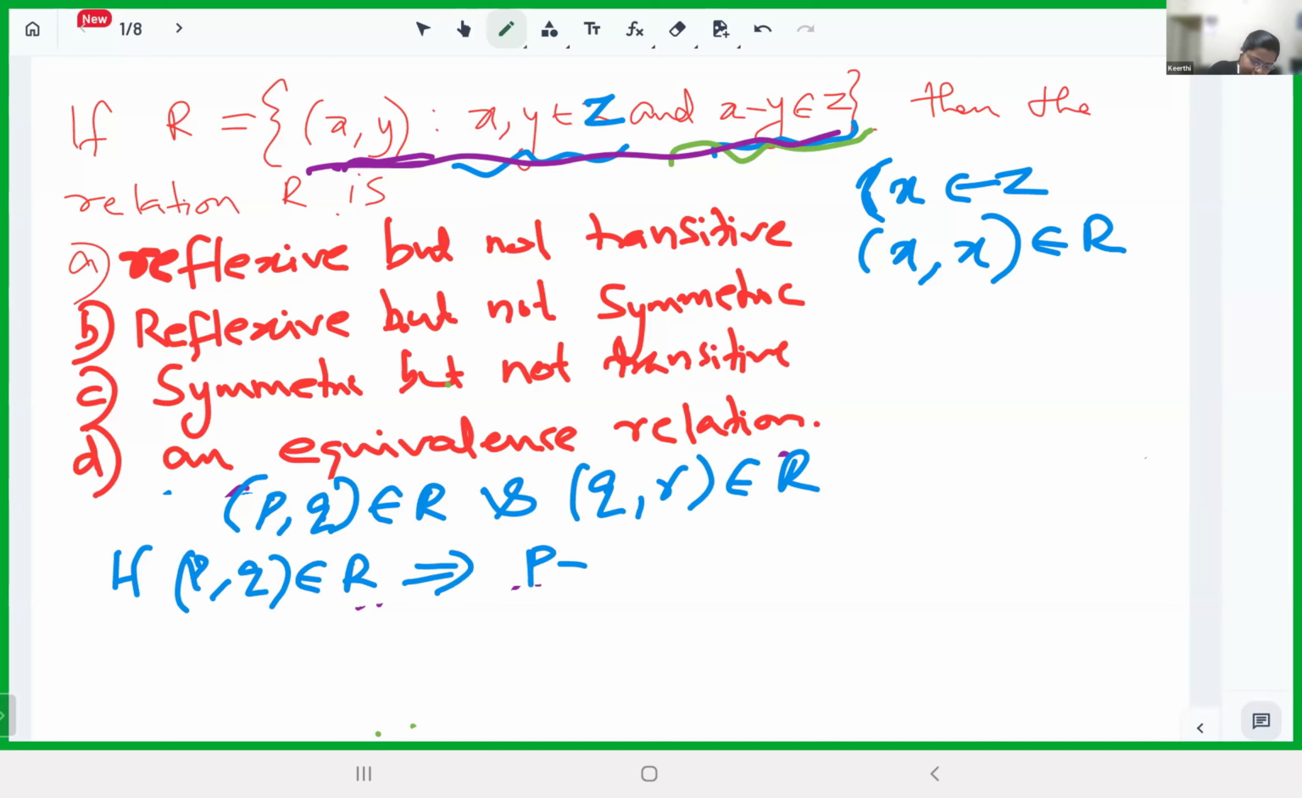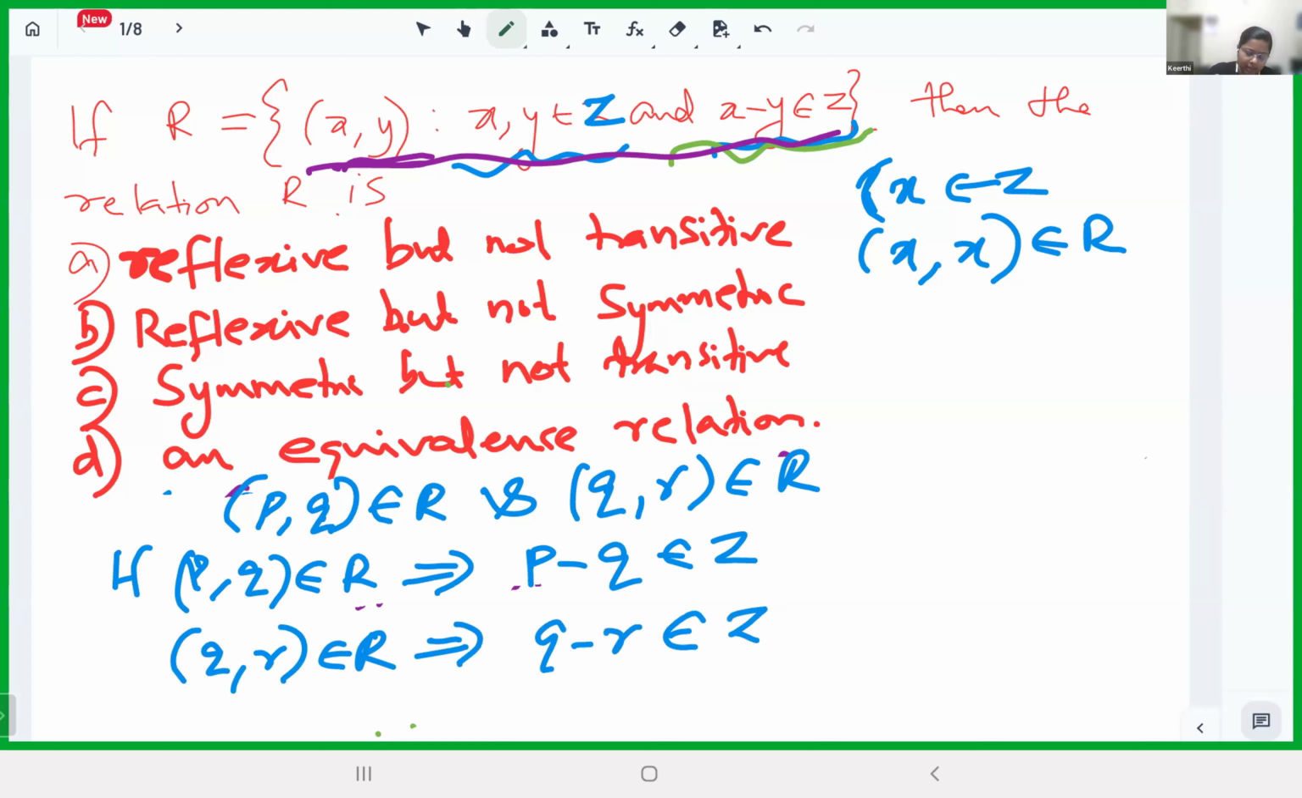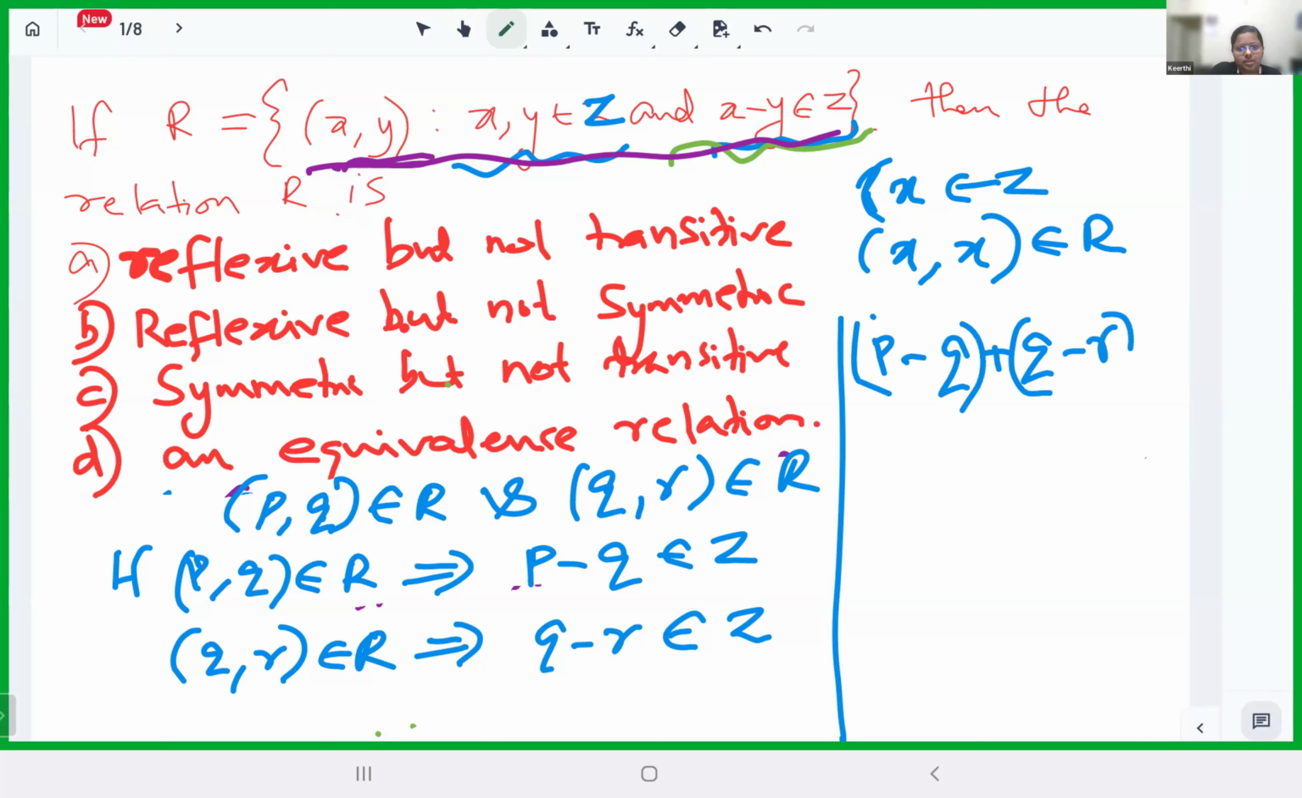Similarly, if (q, r) belongs to R, then q minus r belongs to Z. We know that the addition of two integers is again an integer. That is, p minus q plus q minus r: we are adding two integers, and adding two integers results in an integer. So p minus q plus q minus r also belongs to Z, which implies the minus q and plus q get cancelled, since minus q plus q is 0. So p minus r belongs to Z.